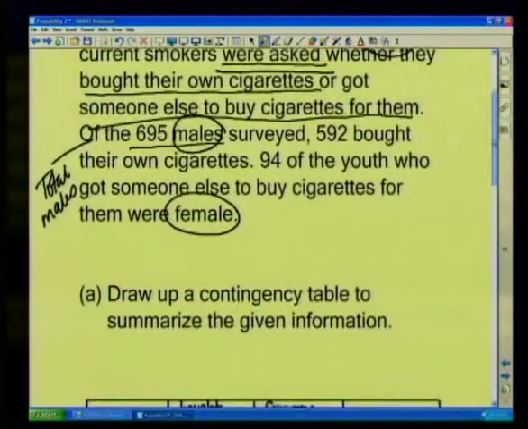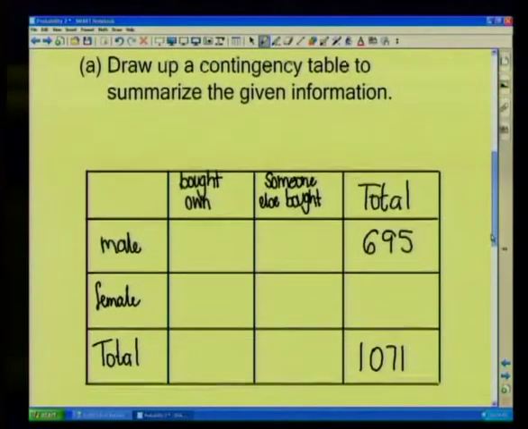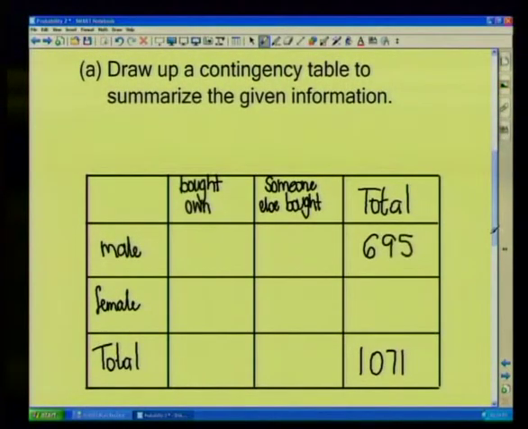Okay, what other information have they given us? They said of those 695 males, 592 bought their own cigarettes. So now we need to go, they're still males, and they bought their own, and they were 592. Okay, so 592 males bought their own cigarettes.